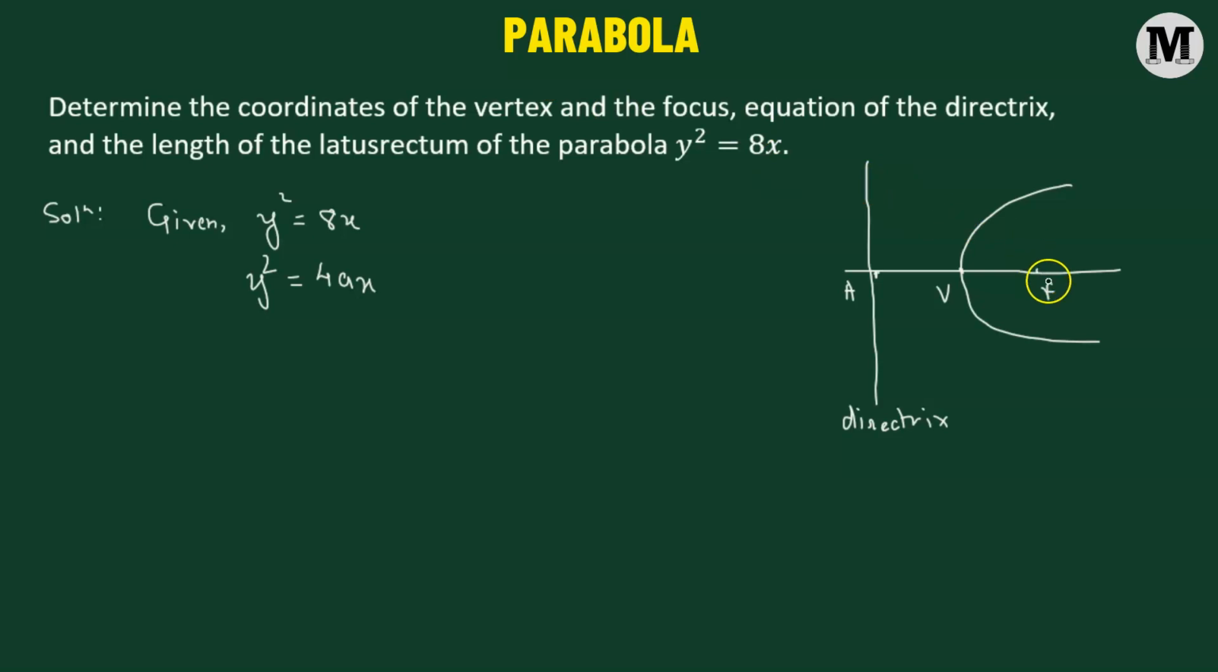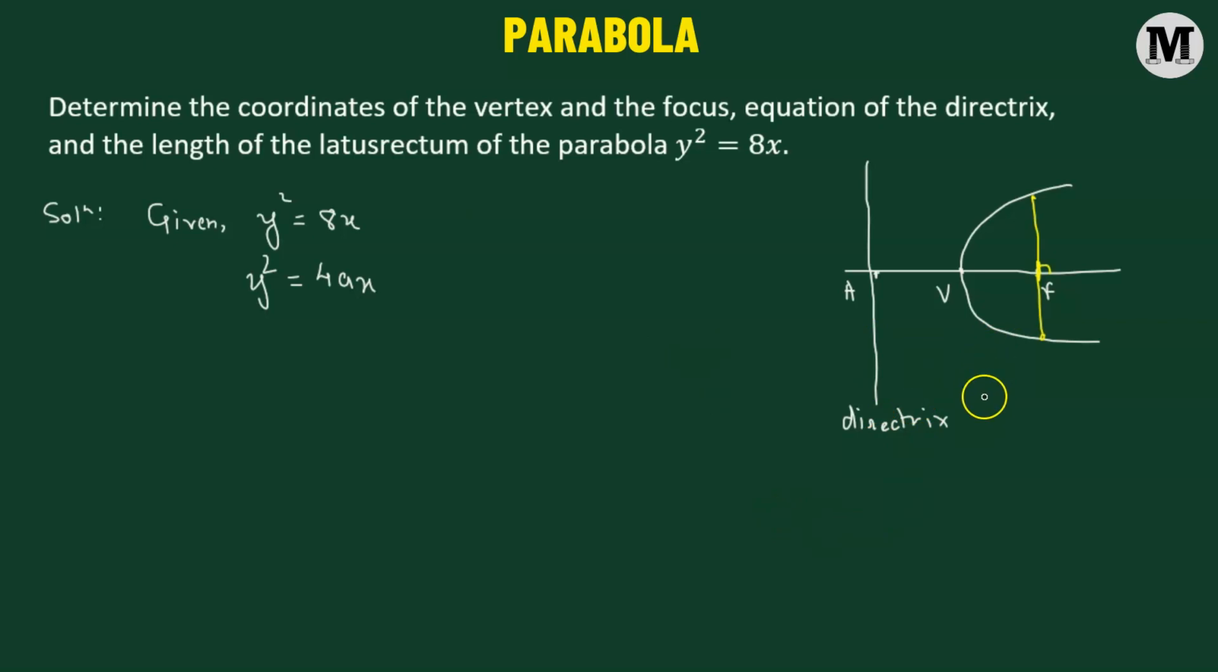The latus rectum is the straight line segment which passes through the focus of the parabola, and it's going to be perpendicular to the axis of symmetry with its endpoints on the parabola. So here let's go through the general formulas.